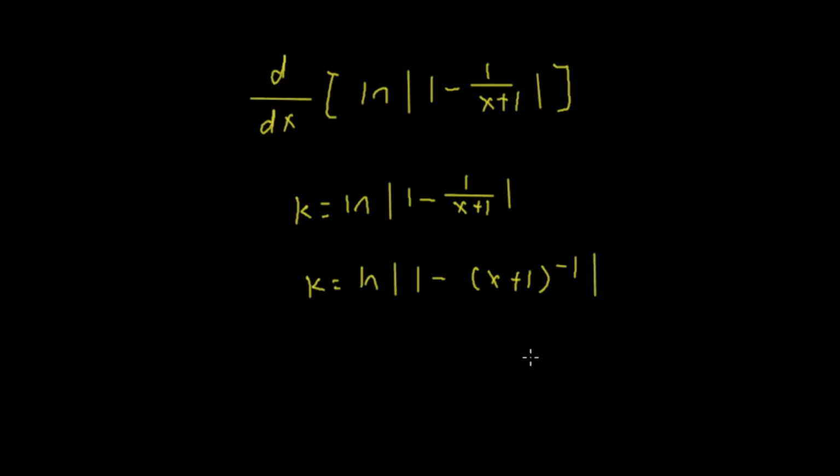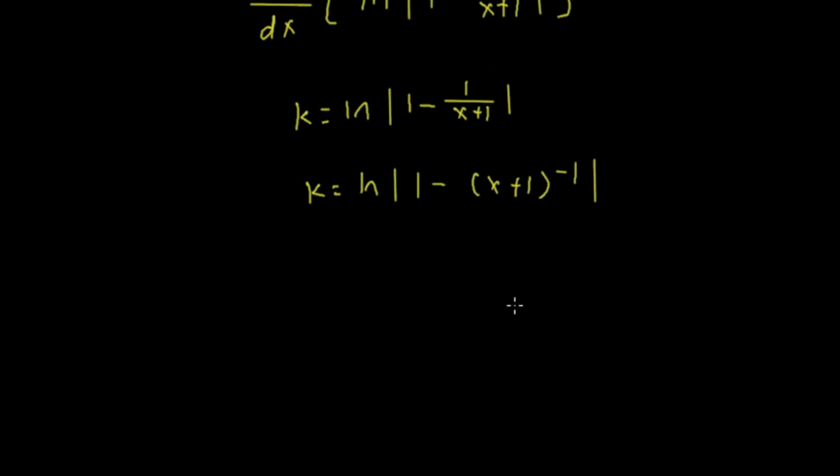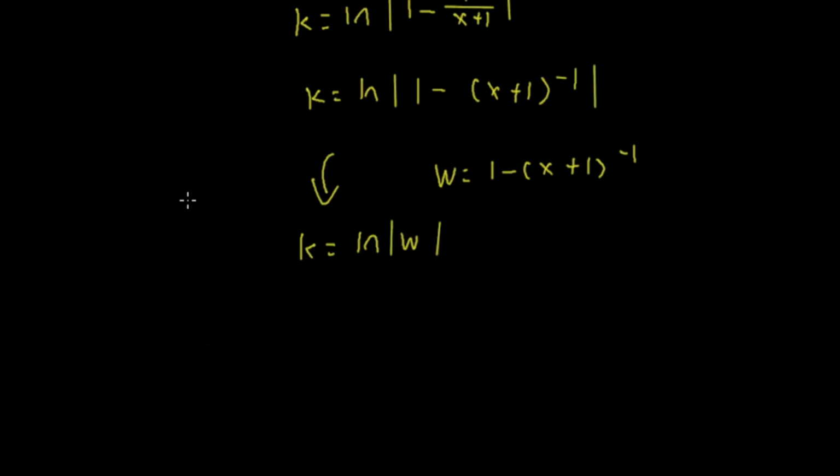Like that. Now in this case, I will let w equal the function inside. Then k will become ln of w. Okay, now let's take the derivative of w with respect to x here.